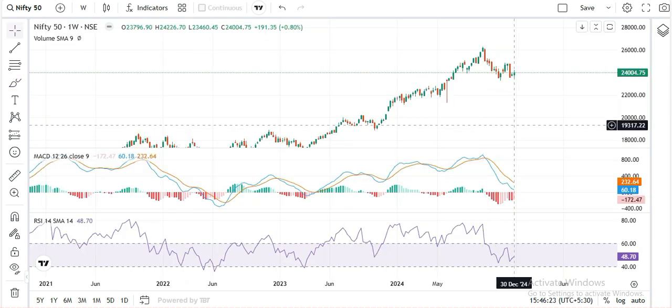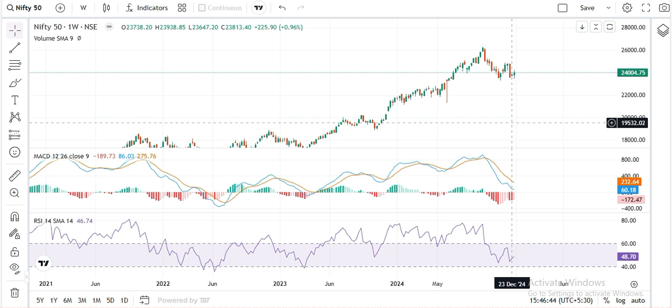Last week Nifty made a low of 23,460. Actually, this low was lower than the before that week low. That is 23rd December week low. That was 23,647. Even though that low is broken, if you consider the high, last week high is 24,226, which is higher than previous week high. That is 23,938. In that case, if you take that indicators are showing the higher bottom formation, which is a bullish pattern. Now let's check how the market is in the daily time frame.